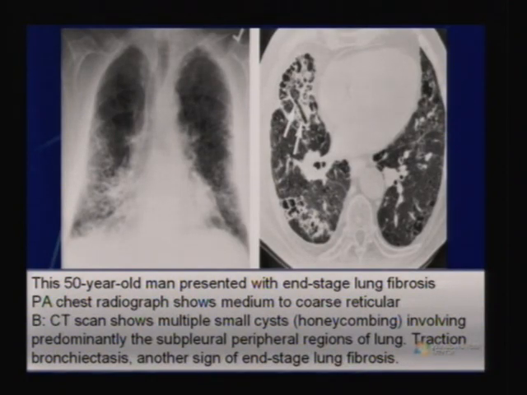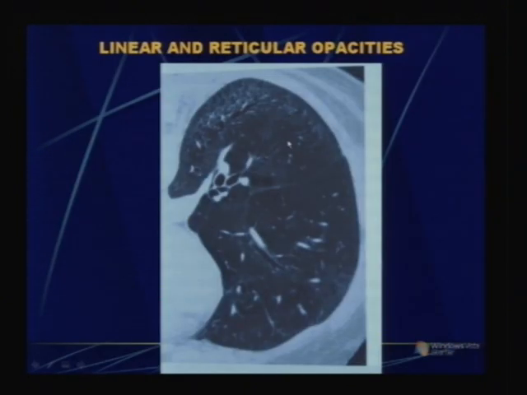So you can see here on these two films, one is an X-ray chest. You can see this reticular pattern here. The crisscross reticular pattern is more easily delineated on a CT scan. This is very nicely delineated on this. This is a case with usual interstitial pneumonia, and you can see a very fine reticular pattern of these linear opacities in the subpleural area.